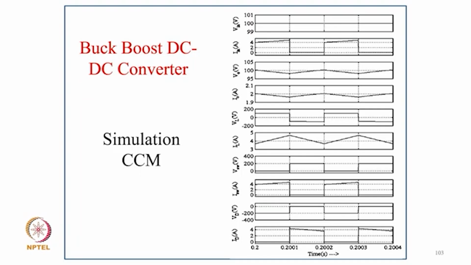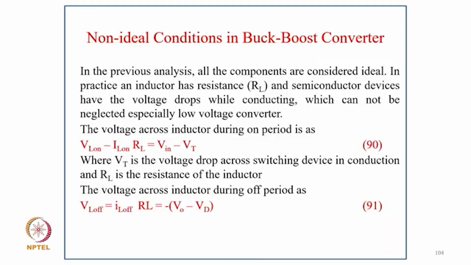So these are the typical simulated waveforms for continuous conduction mode of the buck-boost converter, starting from input voltage, input current, output voltage, output current, then inductor voltage, inductor current, switch voltage, switch current, diode voltage, diode current. Now coming to non-ideal conditions in the buck-boost converter. In the previous analysis, all the components were considered ideal. In practice, an inductor has resistance RL, and semiconductor devices have a voltage drop while conducting, which cannot be neglected, especially in low voltage converters.